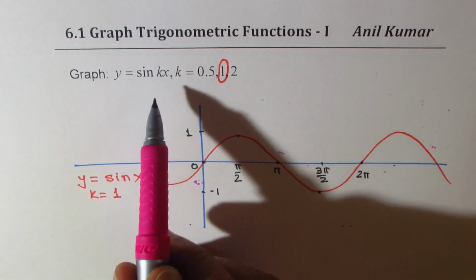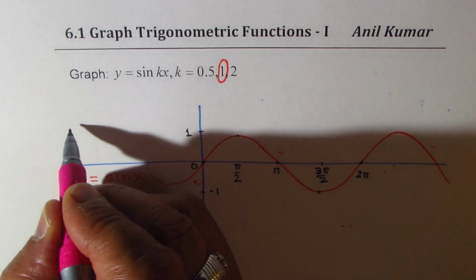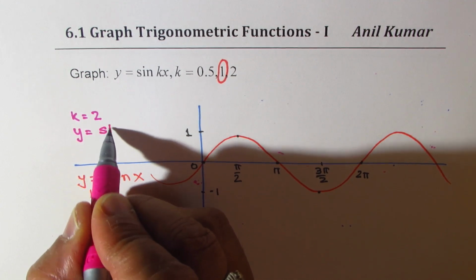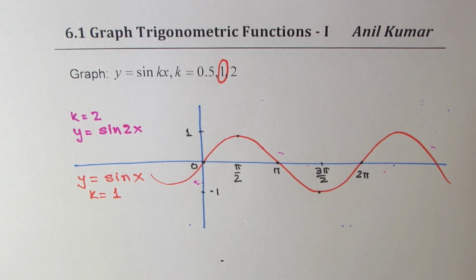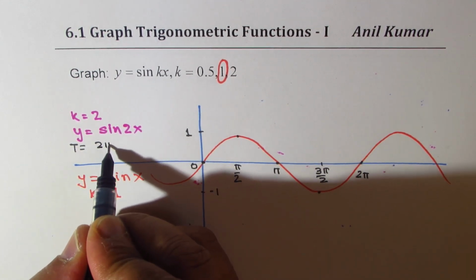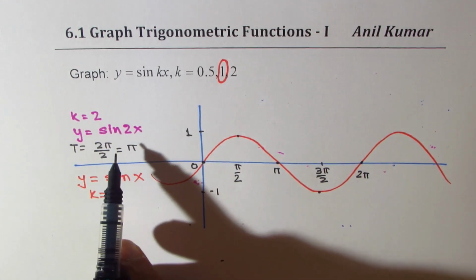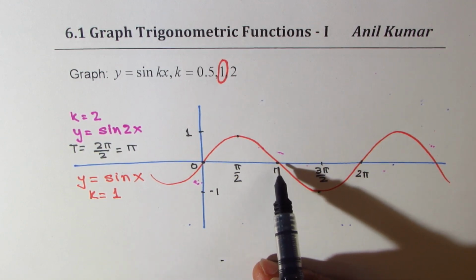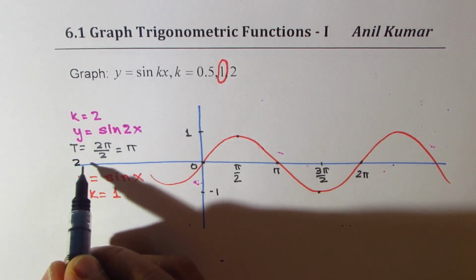So let me first try with what happens when we write k as 2. So if I have k equals 2, then the equation becomes y equals sine 2x. Now as soon as the equation becomes y equals sine 2x, the time period T will become 2 pi by this value 2, which is basically pi. So for this particular condition, what we notice is that everything compresses halfway, correct? So what really happens is that we have 2 sine waves.